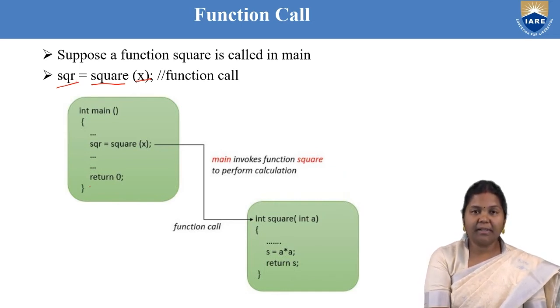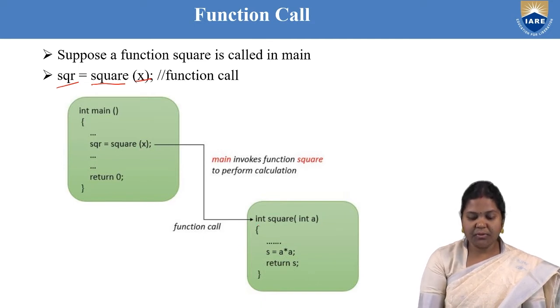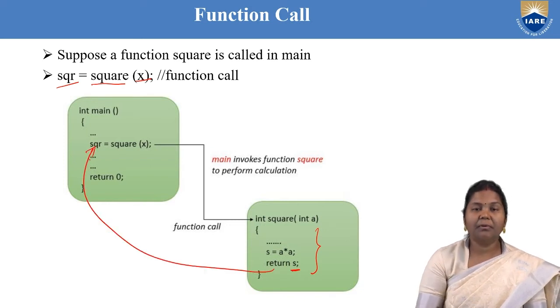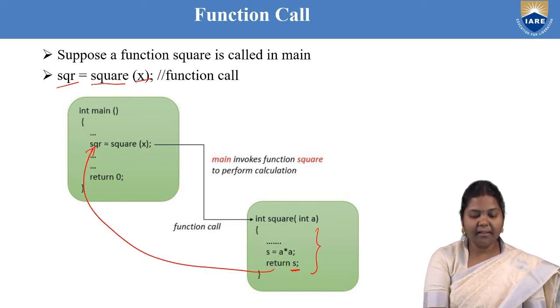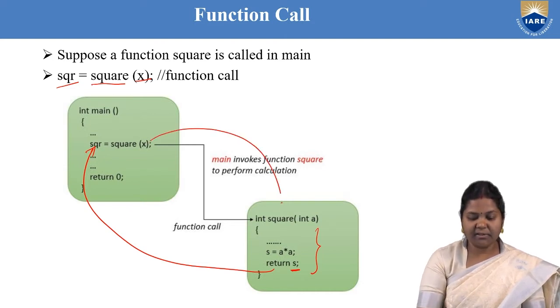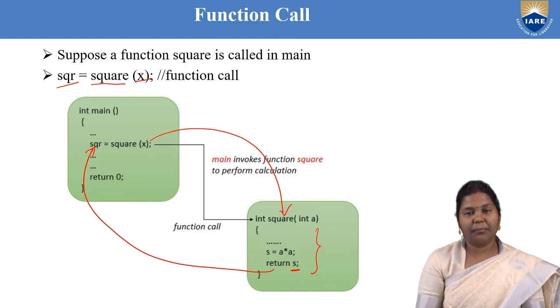Now you can see over here from the main function, we are calling this square function, and this square function exists below the main function. After execution of this function, it is returning the value of the square of the number. So that is stored into the variable sqr. And then we can continue with the remaining part of the program. So there is always a relationship between the caller and callee. Here the calling function is our main function and the called function is our square function.